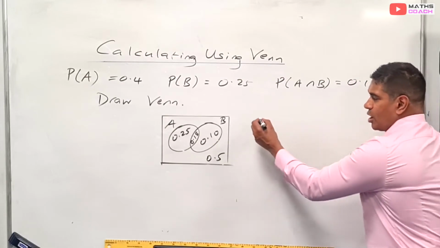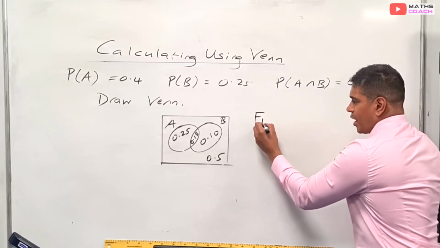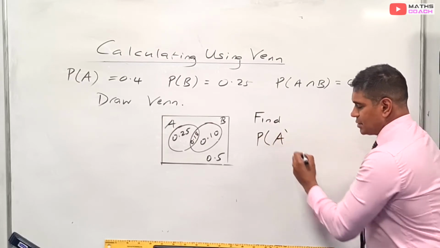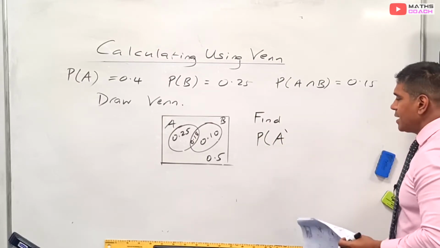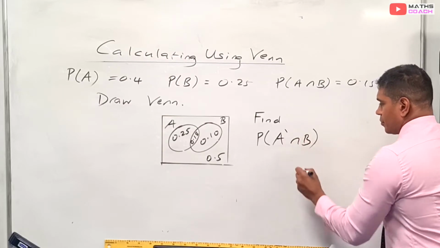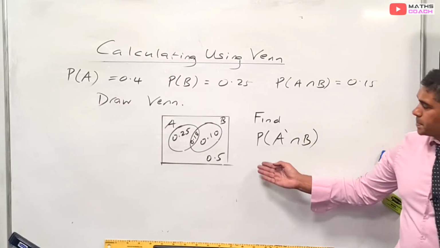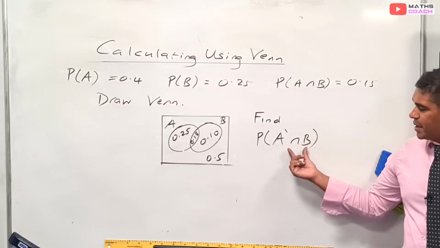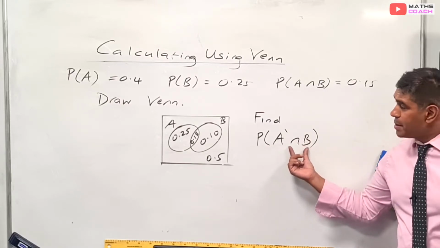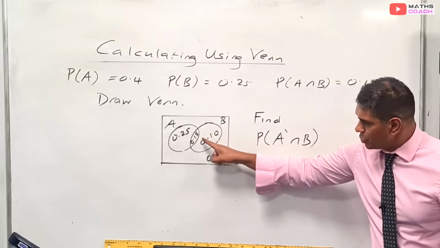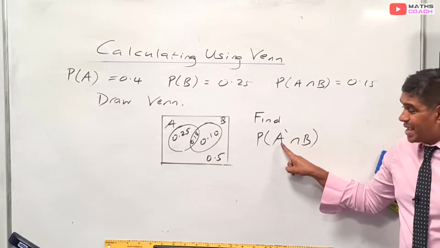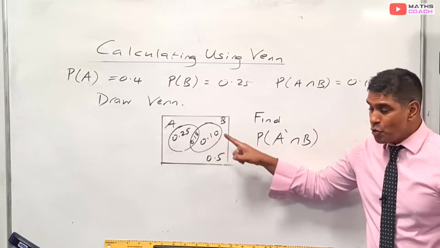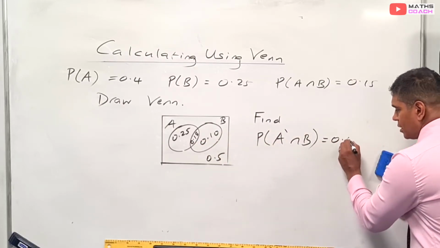So now we're going to answer some questions. We're going to find the probability of A' and B. Now, what does that mean? Well, think about what we did earlier. A' and B means I'm allowed to be in B, which is these two, but unfortunately, A' has kicked me out. A' means I'm not allowed to touch A. So the only value I can have is 0.10.